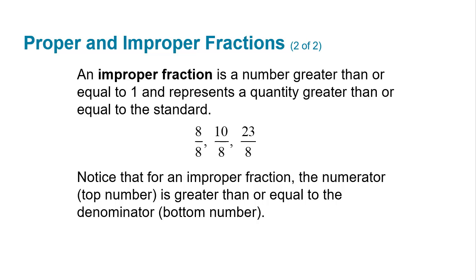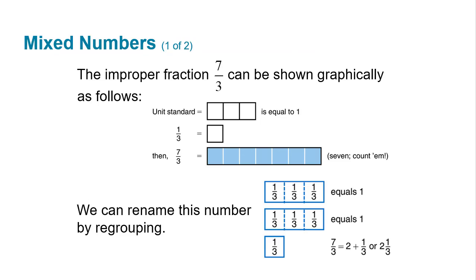It just means that the number on top, the numerator, is bigger than the number on the bottom, the denominator. And when you have an improper fraction, you will rewrite it as a mixed number, where you'll have a certain number of whole things, and then a fractional piece.